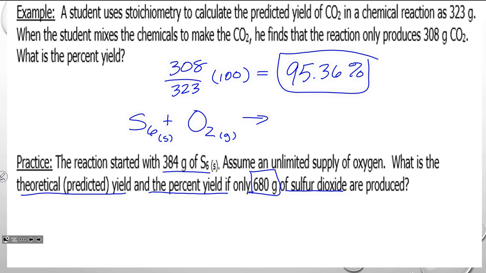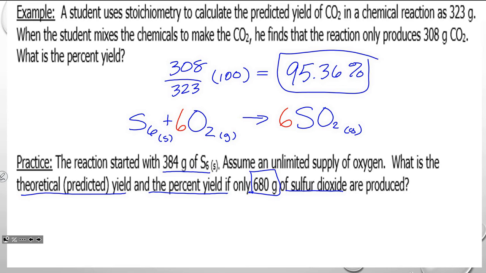What is sulfur dioxide? SO2, and it is also a gas. Is it balanced? What do I need to do to balance it? Six where? You guys are so talkative. There and there.